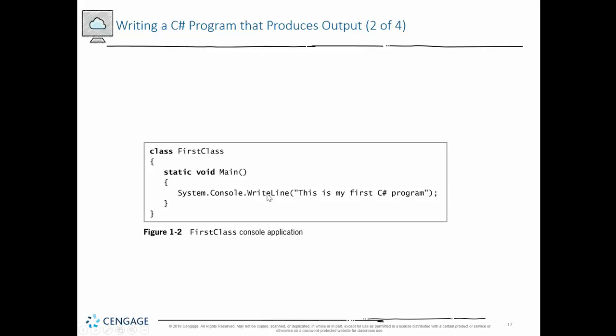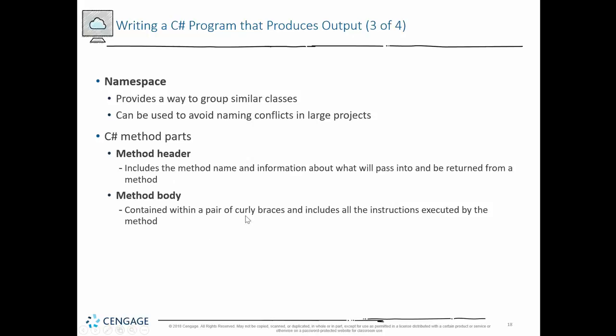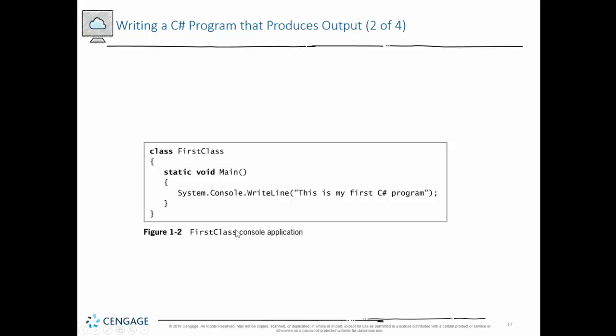And the system isn't smart enough to know where WriteLine lives. WriteLine is part of what's called the console package, which is part of the system package. So I need to say system.console.WriteLine unless I put something special at the top of my program. We'll look at that in a bit.